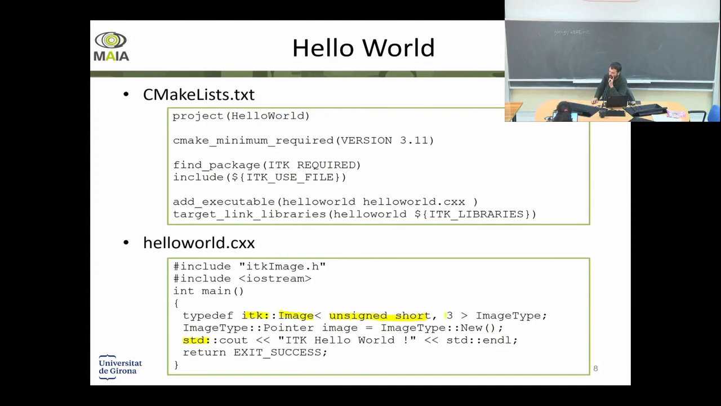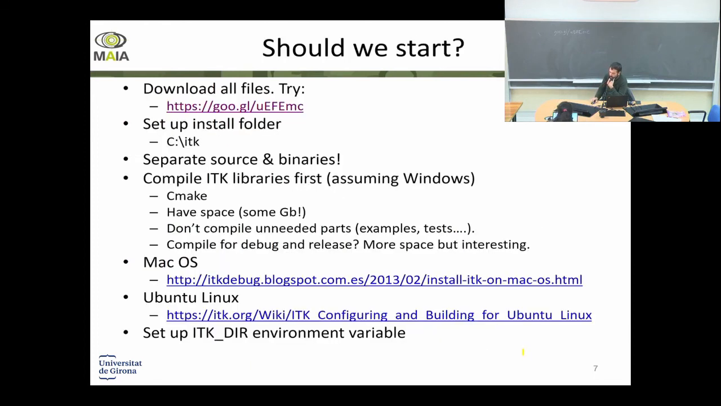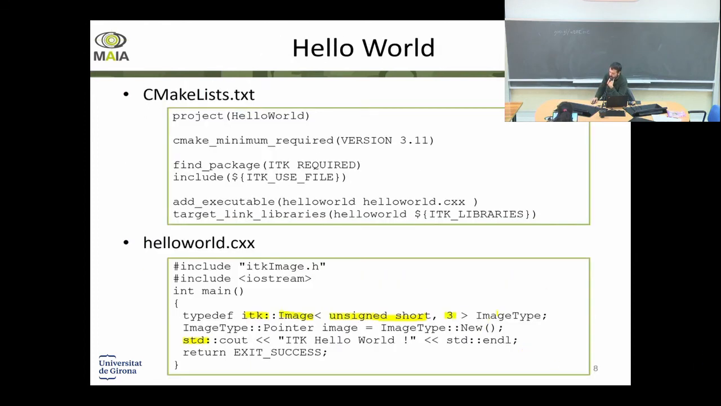And then 3. It's the dimension of the image. Okay? You could have 2, you could have 4, you could have 3. Dimensions means X and Y dimensions. Okay? We are not saying now how many pixels we have, but we are saying that we're going to use 3D images, with 3 dimensions, X, Y, Z, and that each pixel in this image is going to be an unsigned short. Okay? Nothing else. Then we're going to call this new type ImageType, but you can call it whatever you want. That's the name you're going to give to your image type.